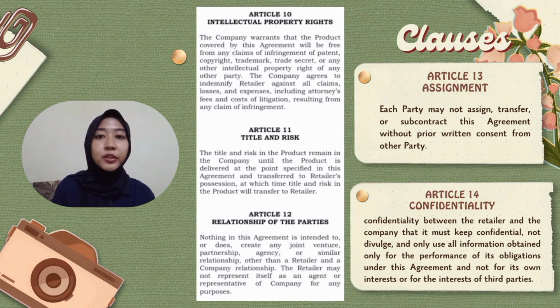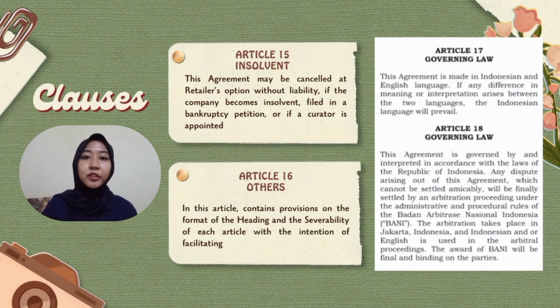Article 13 is about assignment. Each party may not assign, transfer, or subcontract this agreement without prior written consent from the other party. Article 14 is about confidentiality. Confidentiality between the retailer and the company means that it must keep confidential, not divulge, and only use all information obtained only for the performance of its obligation under this agreement and not for its own interest or for the interest of third parties. Article 15 is about insolvent.